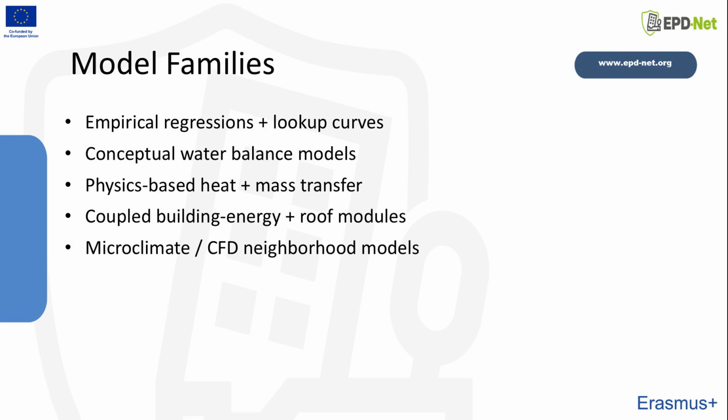Model families span from quick approximations to detailed physics. Empirical approaches use regressions or lookup curves derived from measured roofs. They're fast but not broadly transferable. Conceptual water balance models represent storage and release with simplified equations and are common in planning workflows. Physics-based heat and mass transfer models explicitly compute energy and moisture flows. They improve interpretability but raise data and calibration demands.